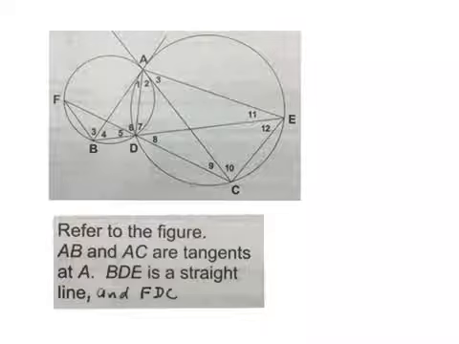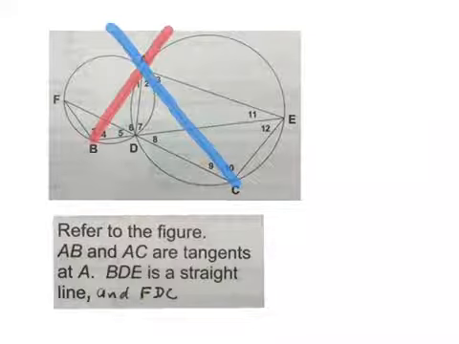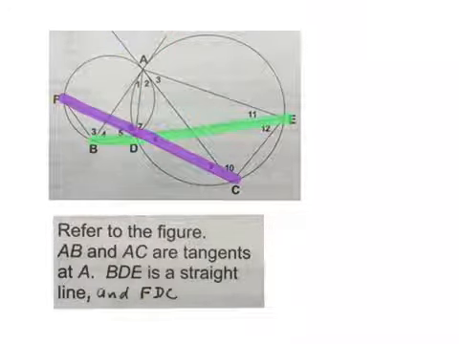Always take special note of the instructions they give you at your sketch. Here they said, refer to this figure over here. They said AB and AC are tangents. These two lines are tangents. And they said that BDE and FDC are straight lines, the two lines I drew in there.